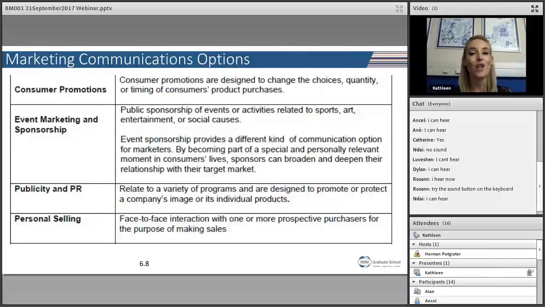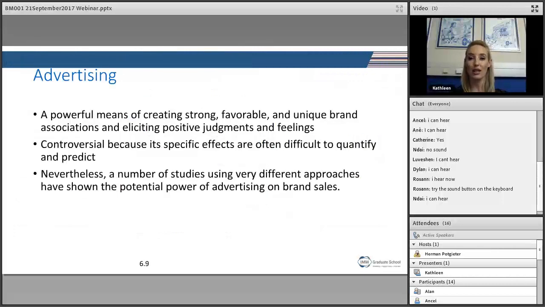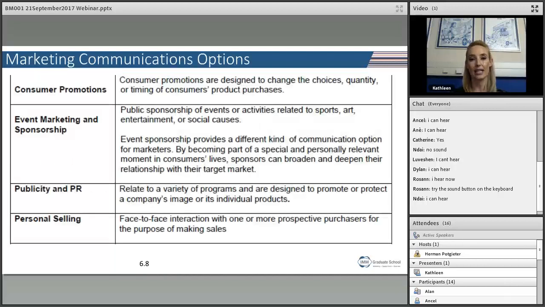And our final option to add to our marketing communication mix is personal selling. So personal selling is whenever there is a face-to-face interaction between the marketer or a marketing sales representative and the customer. And we will try and encourage the customer to make a purchase through our face-to-face interactions.